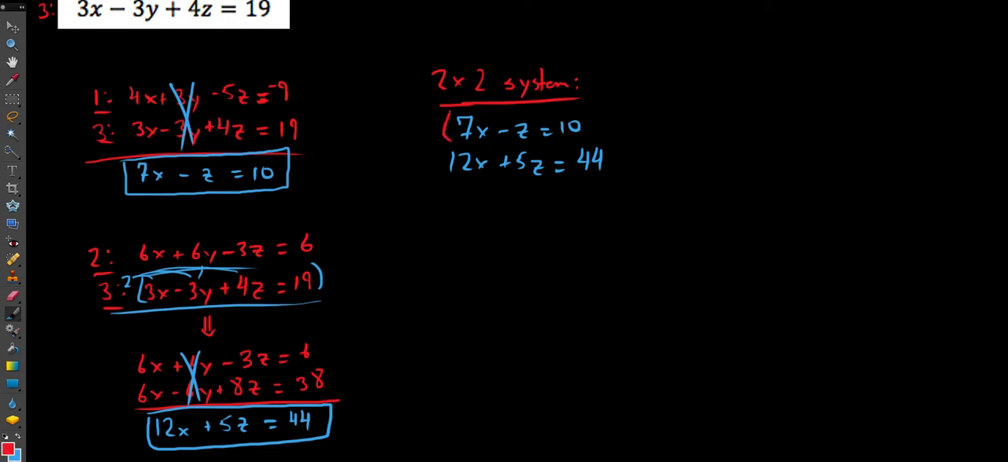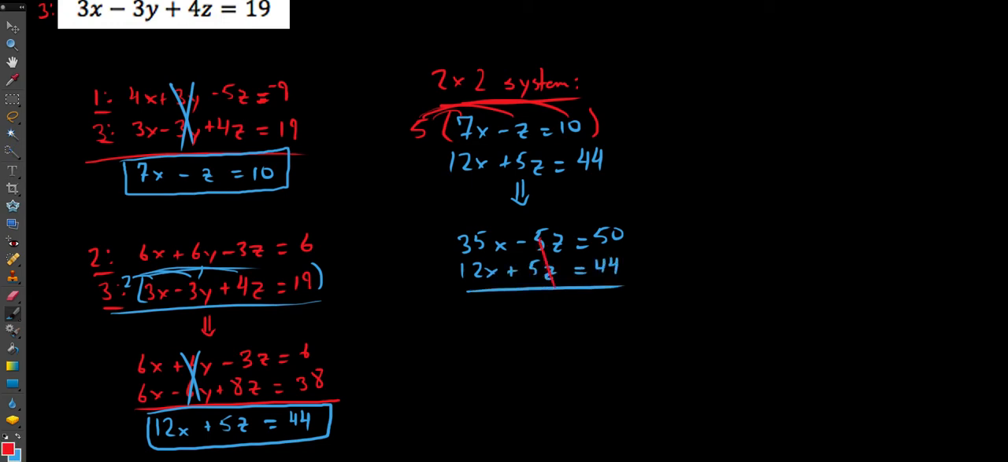This does require, though, that we scale our first equation, looks like by a 5 here. That way, when we scale it, our z's will cancel. So here's my double arrow. We're going to rewrite this again. We have 35x's minus 5z's, and this would be equal to 50. And then now I have 12x's plus 5z's equal to 44.